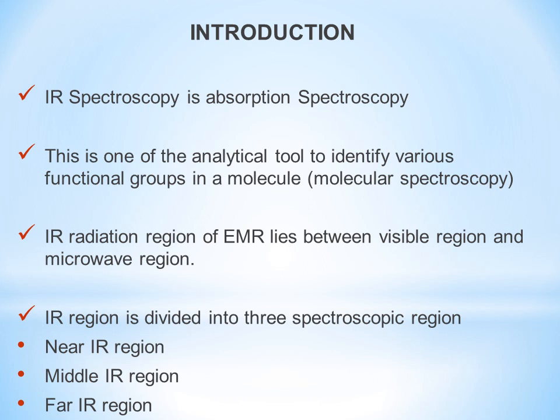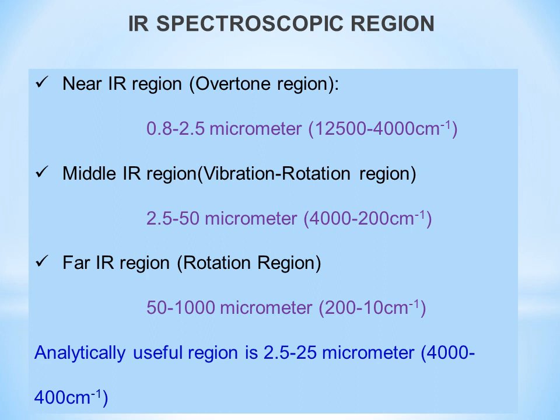The IR radiation region lies in between the visible region and the microwave region. The IR region is divided into three spectroscopic regions: the near IR region, which is very close to the visible region, secondly the middle IR region, and third the far IR region, which is close to the microwave region. Now we are going to discuss the wavelength and frequency range for these regions.